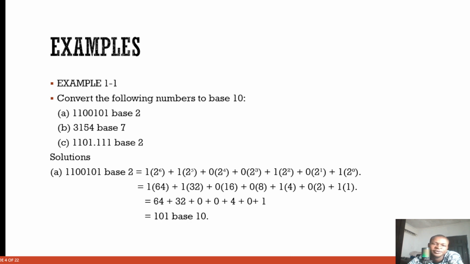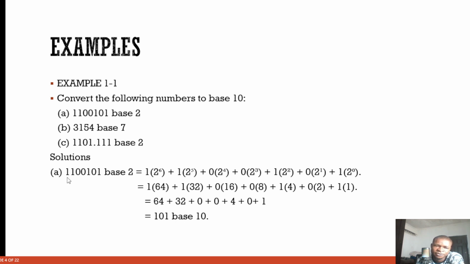Which means that each of these numbers is in a different base. The first one is in base 2, the second one is in base 7, the third one is in base 2 as well. So don't get confused. The base can also be written in words. So here we take the first one. You can see how we go about it.